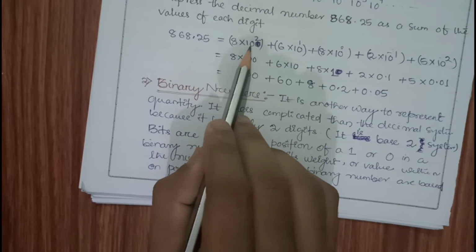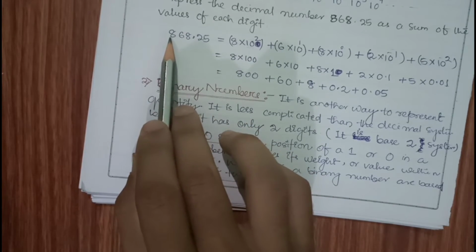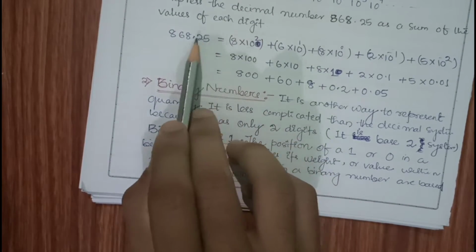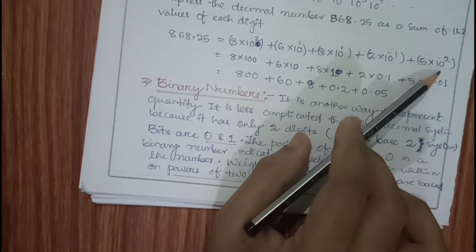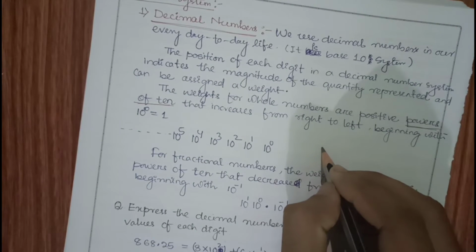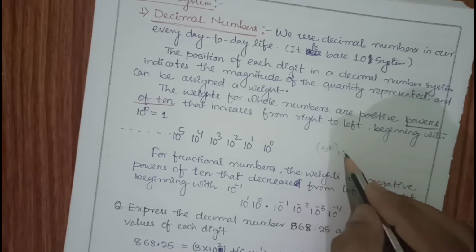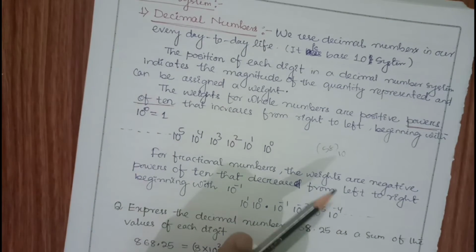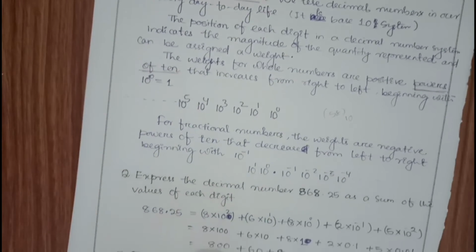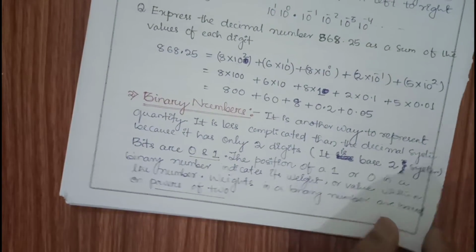So these are called the weights. These are the powers of 10, and they are called the weights. What is the weight of 8? It is nothing but 10 power 2. What is the weight of 5? It is nothing but 10 power minus 2. Then we will see the binary number system. Suppose the number given is 58. It is a decimal number and it has base 10. The decimal number system is represented as base 10. The binary number system is represented as base 2 because it has only 2 digits, 0 and 1.